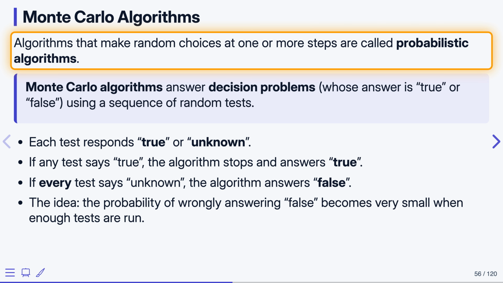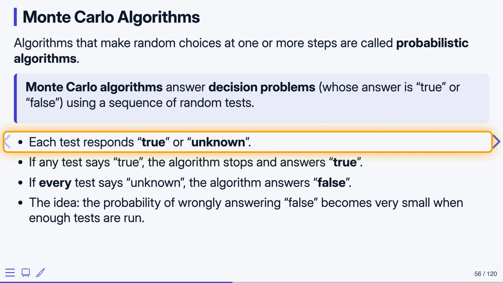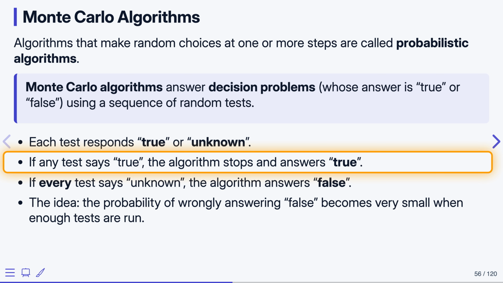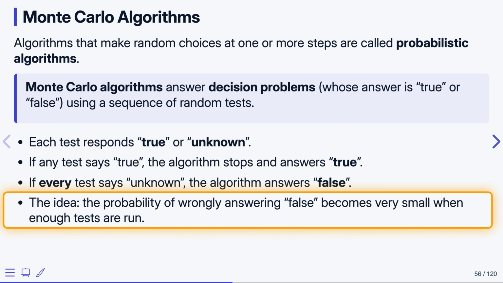A probabilistic algorithm is one that makes random choices as it runs. A Monte Carlo algorithm is a special kind. It answers yes or no questions using a series of random tests. Each test gives one of 2 responses, true or unknown. If any test returns true, the algorithm stops and says true. That answer is always correct. But if every test returns unknown, the algorithm answers false. This answer might be wrong. The key point is, the more tests we run, the smaller the chance of a wrong-false answer.